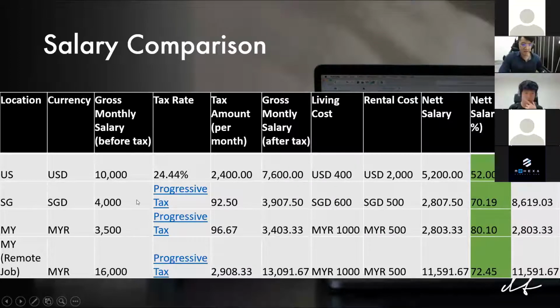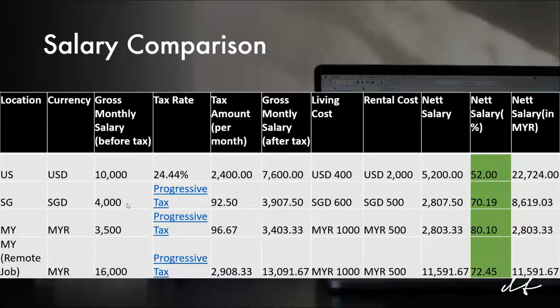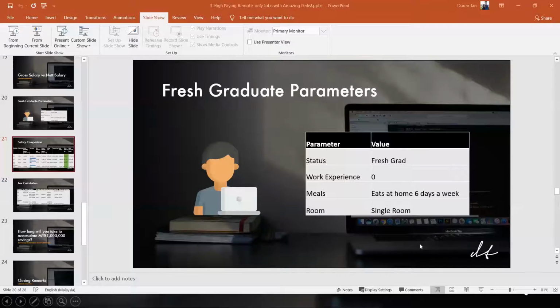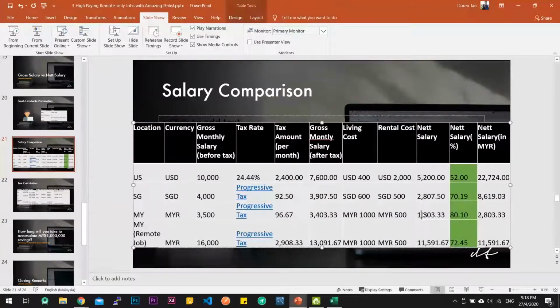I've done the study. I called my friends again from the US and from Singapore to ask them about the living cost, the salary, and the tax rate that the government charged them in each of those countries, and came up with the calculation on how much net salary they can hope to earn. So there's a correction here from my last presentation. Let me correct it real quick. 57%, yes.